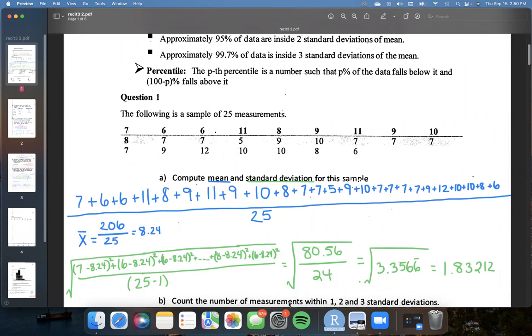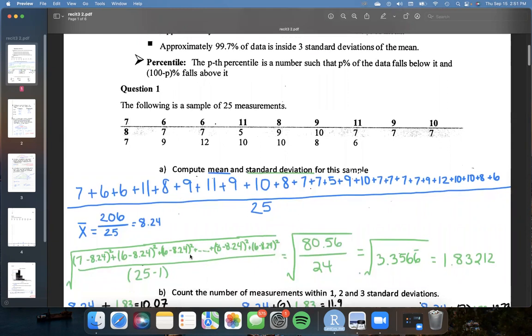We got our standard deviation, and I'm just going to round it, so we have 1.83. That's what I'm going to use as my standard deviation. To find the number of measurements within 1 standard deviation, we're going to take the mean and add 1 standard deviation, and we're also going to take the mean and subtract 1 standard deviation. That will give us an interval, and then we'll count how many of our data points fall within this interval.